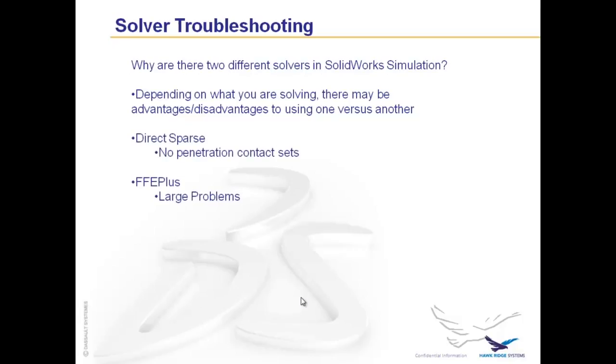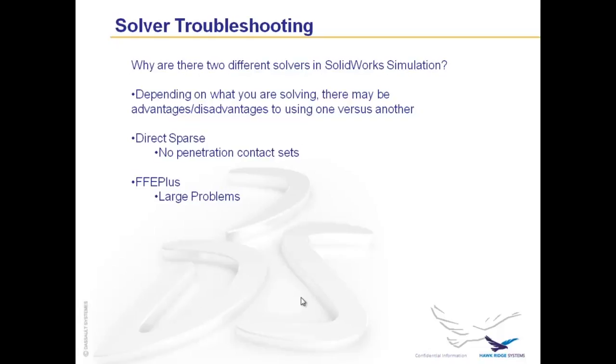As a general rule, I find that Direct Sparse is the preferred solver for models that have a lot of contact sets, especially no penetration contact sets. You're going to want to use the Direct Sparse solver. Not to say that FFE Plus will not work, it's just that Direct Sparse is the preferred method. Now, FFE Plus is preferred for large problems. And when I say large, I mean lots of components, and it's going to take a long time to run.